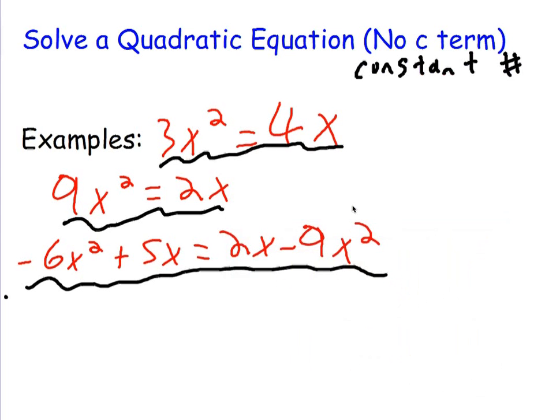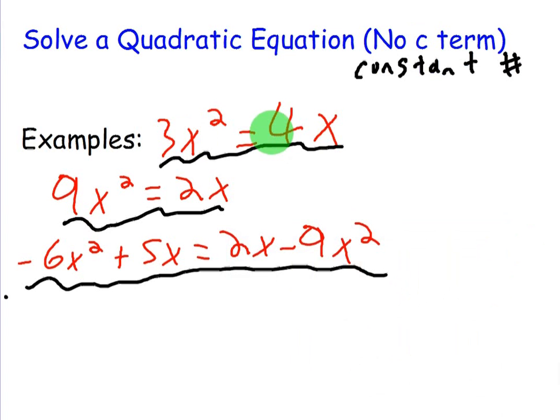All right, so some quadratic equations do not contain a constant term. We're going to jump right into this and look at the first example. For example, this one, we have 3x squared equals 4x. So there's no constant term, meaning there's no 10 or there's no 7. Everything has an x in it. There's an easy way to solve that.